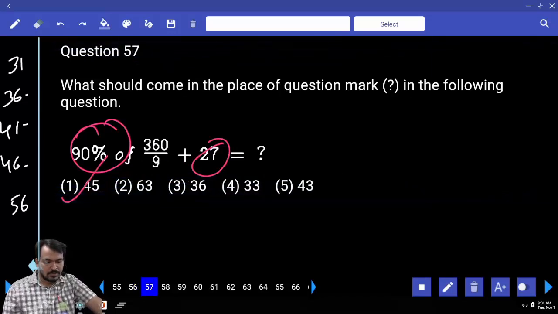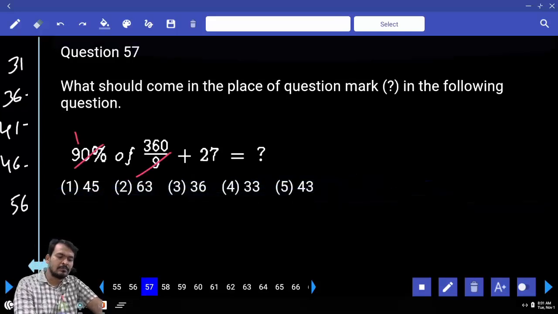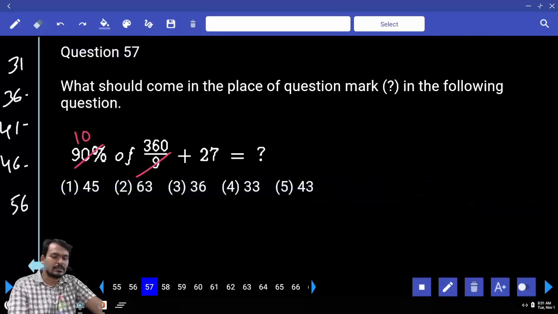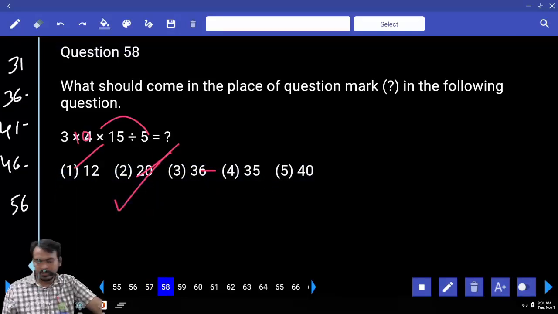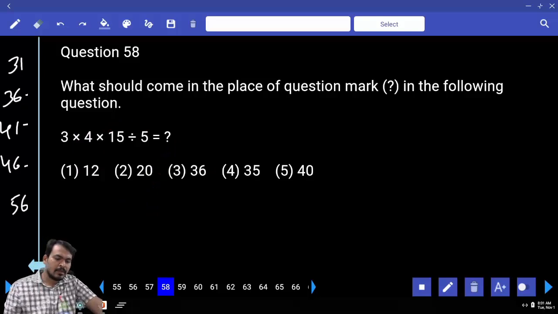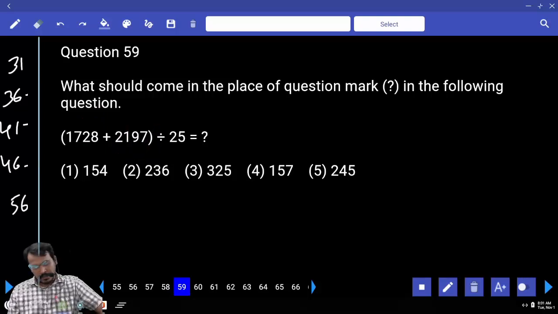Next, question number 57. First of all, 9 how many times 90? 10 times, or not? Means 10% of which one? 360. What is the 10% of 360? 36. 36 plus 27, 63. Next, question number 58. First priority, 5 how many times 15? 3 times. 3 3s are 9. 9 4s are 36.